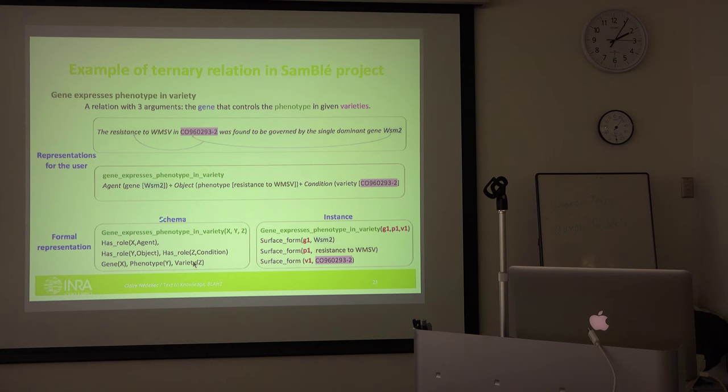And behind this, we have a schema that defines this ternary relation with the roles of the arguments and the types of the arguments, the phenotype and variety. The roles are respectively agent, object, and condition. This instance is represented by a constant and the surface form of its occurrences in the text. So it's very classical.